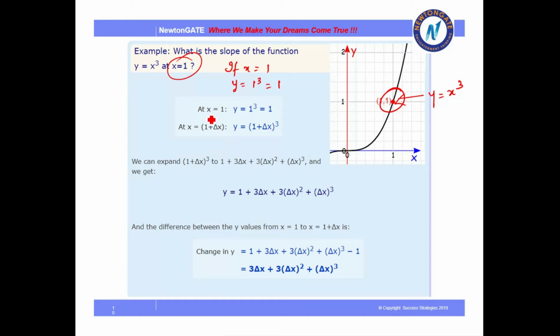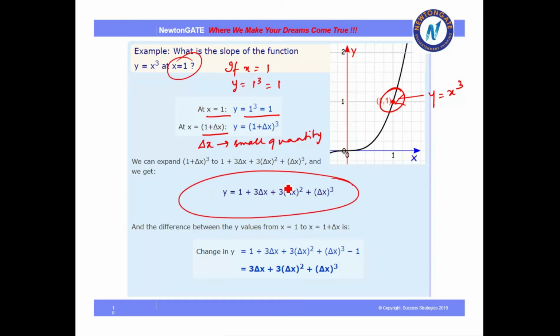Now again at x equal to 1, we know the value, and at x equal to 1 plus delta x, taking delta x to be a very small quantity, we can expand it again using the formula of (a plus b) whole cube, which gives us this formula. Clearly you can see that from x equal to 1 to x equal to 1 plus delta x, there has been a change, and this is that change.